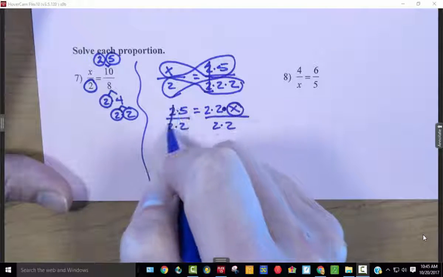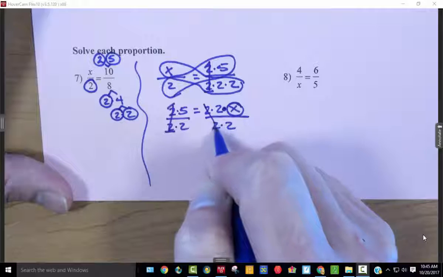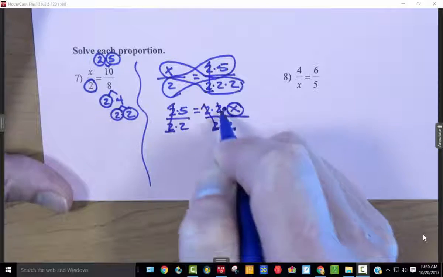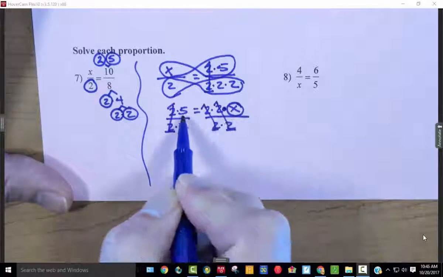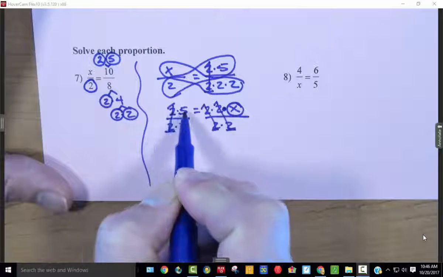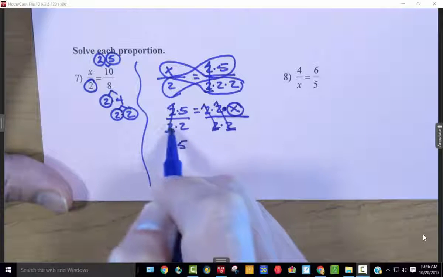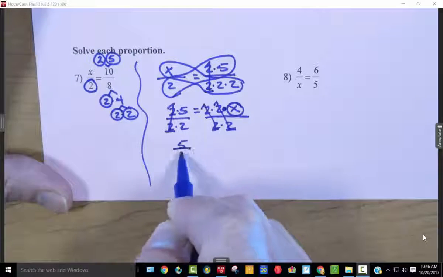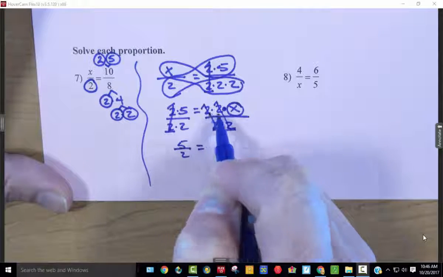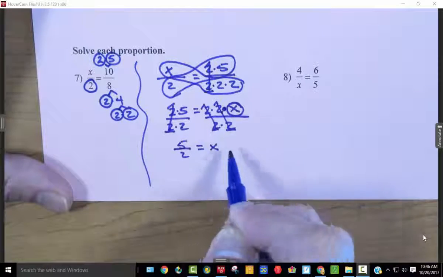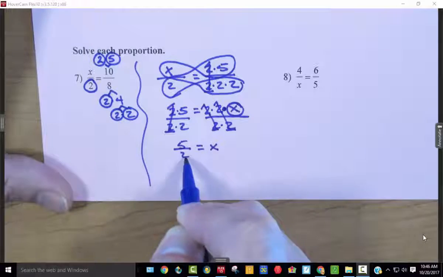Again, looking for giant ones. 2 divided by 2 is 1. 2 divided by 2 is 1. 2 divided by 2 is 1. So what's left on the left side, in the numerator it's 1 times 5 is 5. In the denominator 1 times 2 is 2. And that's equal to 1 times 1 times x, which is x. So x equals 5 over 2.